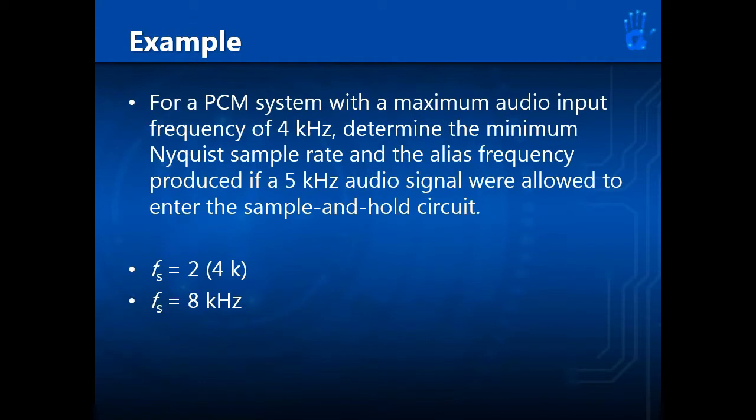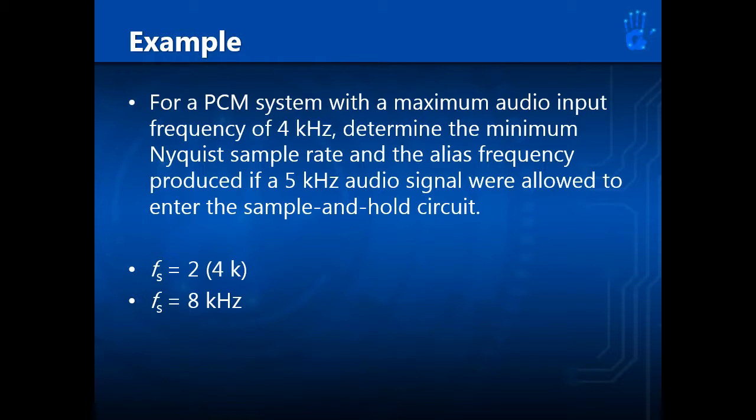Let's take a look at a sample problem for Nyquist rate. For a PCM system with a maximum audio frequency of 4 kHz, determine the minimum Nyquist sample rate and the alias frequency produced if a 5 kHz signal were allowed to enter the sample and hold circuit. So first question, let's determine the minimum Nyquist sample rate if the maximum audio input frequency is 4 kHz. To get that, we just have to multiply 2 times the maximum audio input frequency, which is 4. So let's write that down.